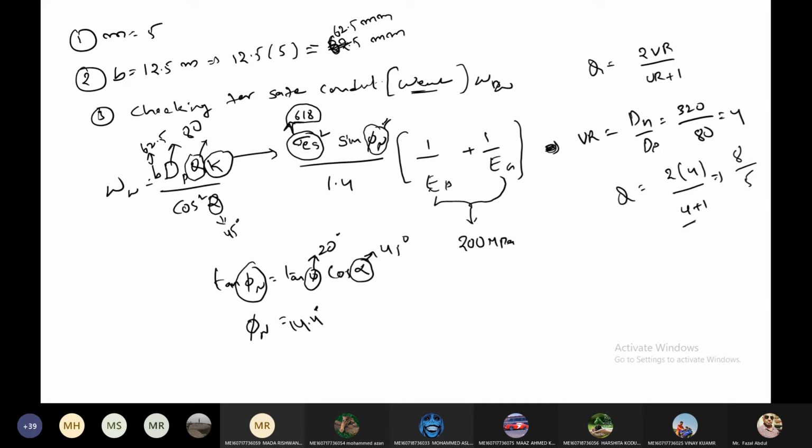Here I am writing pi n, how much you got? 14.4 degrees. These are the 200. Do it fast, Babu. How much K value? 8 by 5, how much? Sir, I am getting 109.7.